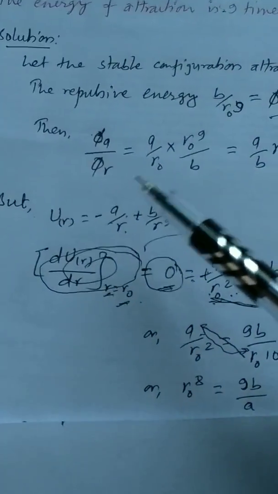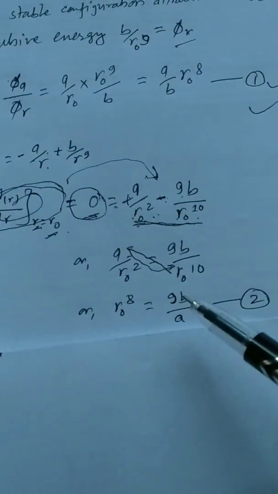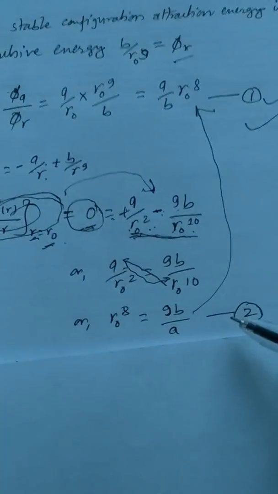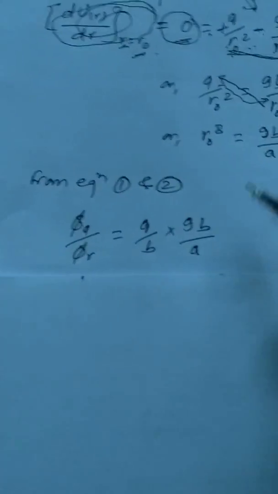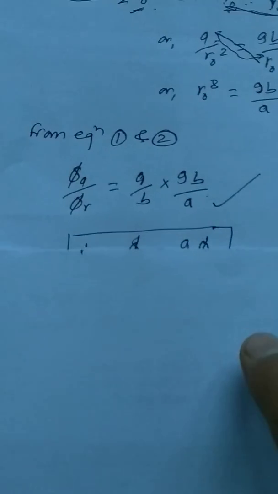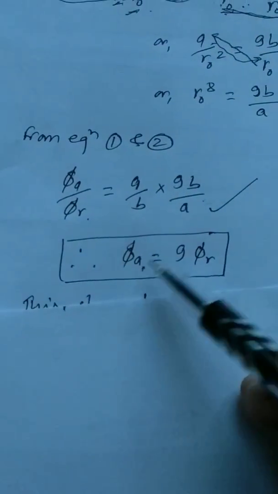So from equation first we can say that phi A by phi R is equal to A by B R to the power 8, and here R to the power 8 equals 9B by A. So substituting this value in equation first, we get A by B multiplied by 9B by A, that is phi A by phi R is equal to 9 times A by B times B by A, and lastly these cancel each other, and phi A by phi R is equal to 9.